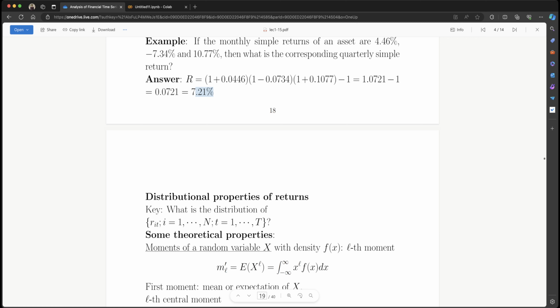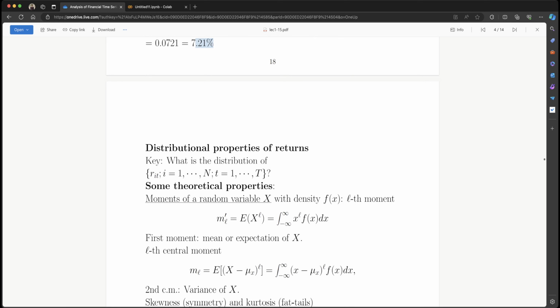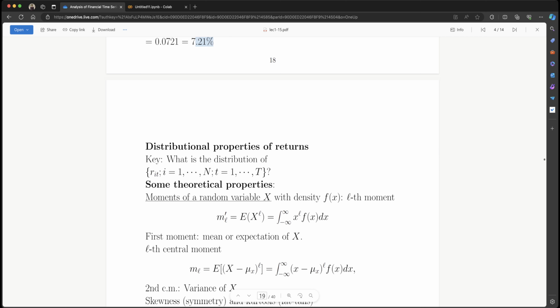Now, distributional properties of the return. What is the distribution of this? Some theoretical properties. Moments of a random variable x with density f(x): the l-th moment, this is an important concept in statistics, is the expected value of x to the power l. It is called the moment of the random variable. The l-th moment is the l-th power of the random variable, taking expectation.